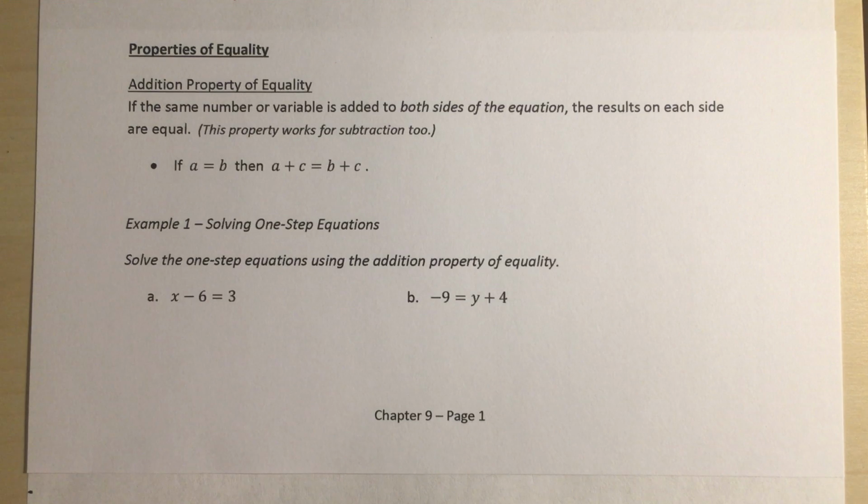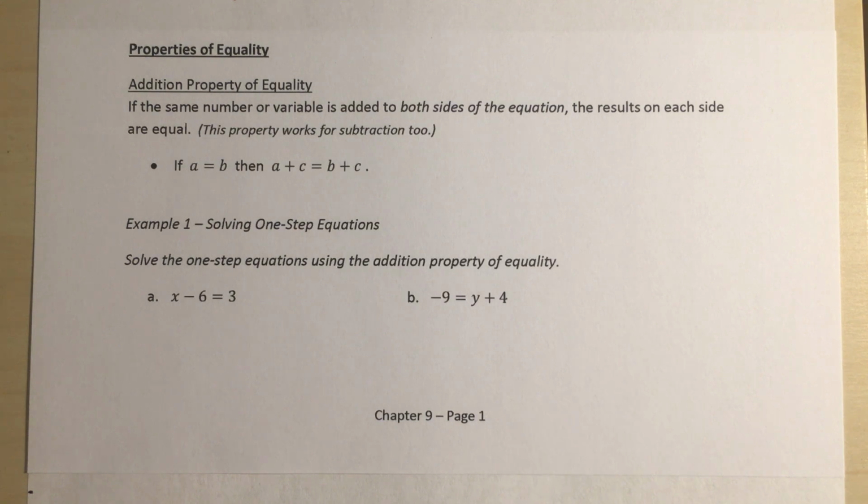Our addition property of equality states that if the same number or variable is added to both sides of our equation, the results on each side are going to be equal. Now we generalize this and call this the addition property of equality because adding the opposite is the same as subtracting. So what this means is as long as we do the same thing to both sides, whether it's addition or subtraction, and we use the same number, same signs on both sides, then we're not going to change our equation and we should get something that is going to be a solution.